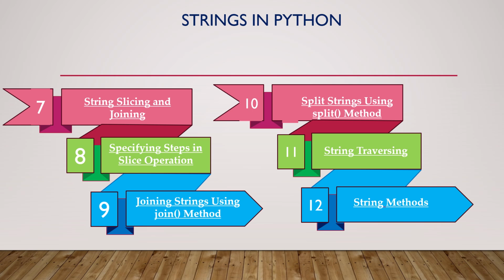We will see the other aspects of strings in Python. So we'll just see string slicing and joining. Some of the steps that could be used in slice operation, joining the string using the join method, and splitting the strings using the split method, and we could also see how we can traverse character by character in the string by using the for loop, and some of the string methods with which we can manipulate the string.